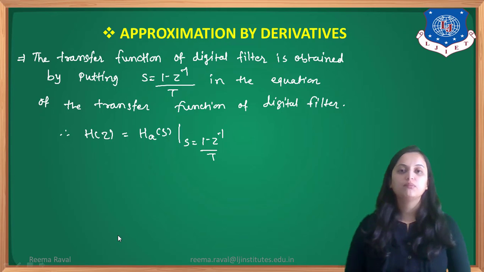Next method is approximation by derivatives. The transfer function of the digital filter is obtained in this method by putting s equals 1 minus z inverse divided by T. In the previous case it was 2 by Ts into z minus 1 upon z plus 1. Here it is 1 minus z inverse by T, where T is the time period. In the equation we will place this to obtain H(z). So H(z) will become Ha(s), where s equals 1 minus z inverse by T. By simply placing this, we can obtain the digital filter function. This is the method of approximation by derivatives.